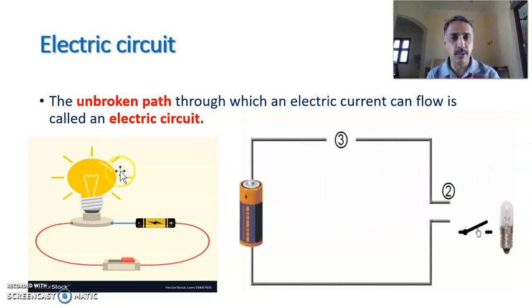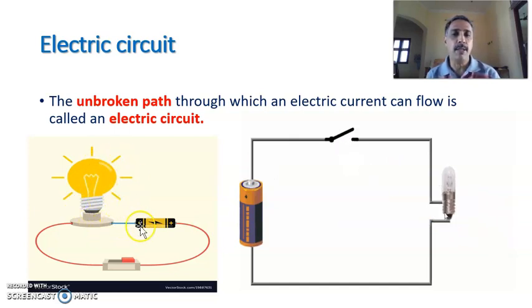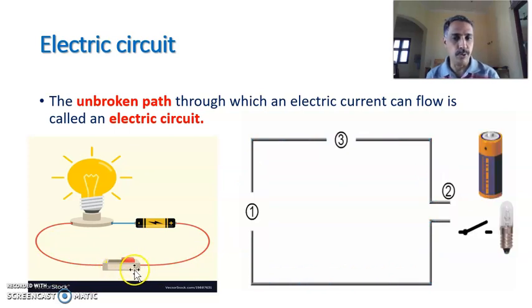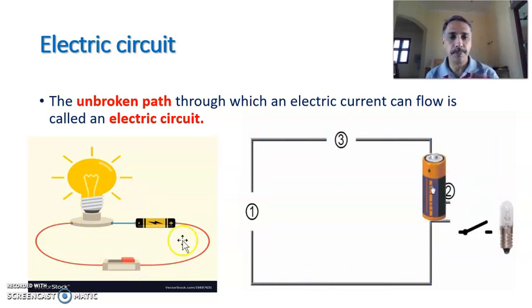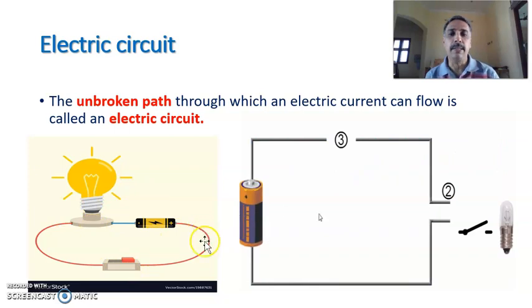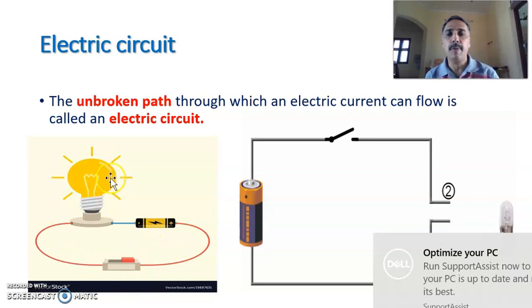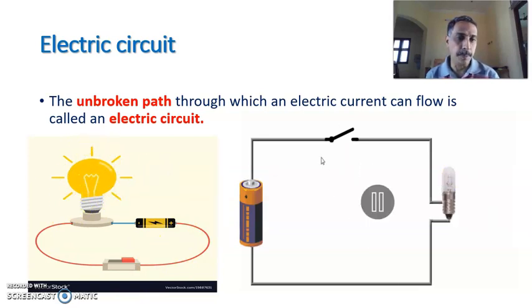Here a simple electric circuit is shown for you. This is an incandescent bulb connected to a cell, and this cell is connected through a switch which is in the on position or the closed position. So here there is no gap. As a result, the current flows from the cell to the incandescent bulb, and as a result the incandescent bulb glows.